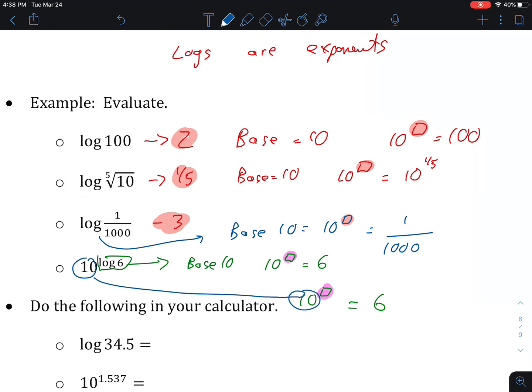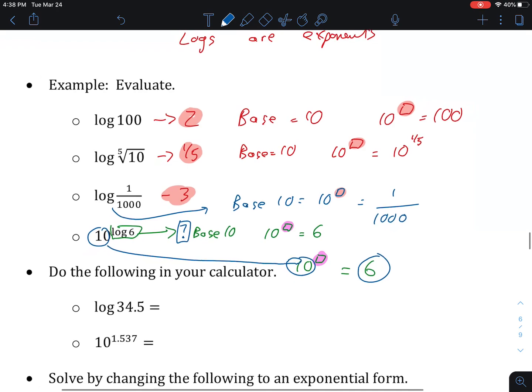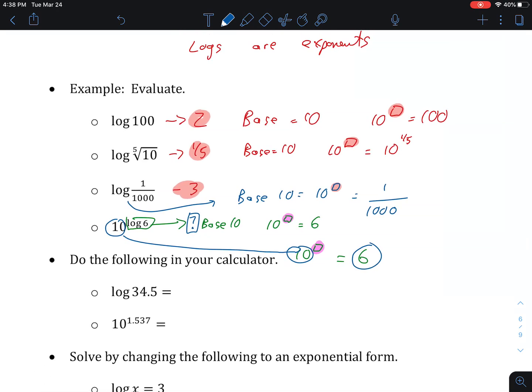And here is that 10. 10 raised to whatever number is supposed to go there is going to give me 6. Well, if I raise 10 to that number, I'm getting 6, so they cancel and I get 6. There's my answer there, 6. A little weird. That one, like I said, I'm okay if you don't know that right now. We're going to see some more practice with that. But logs are exponents.